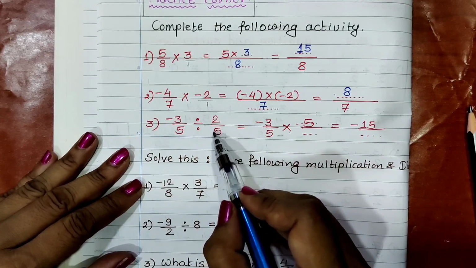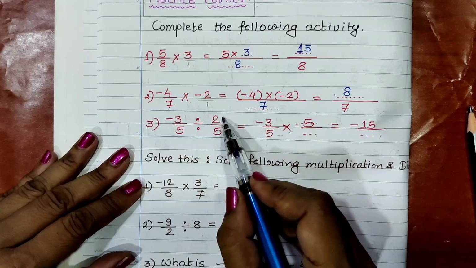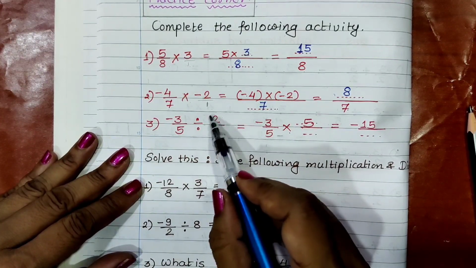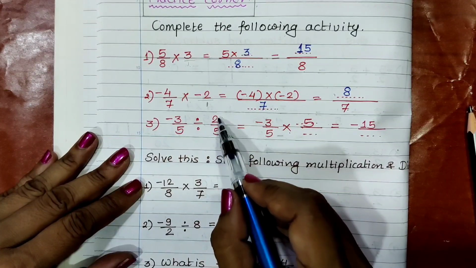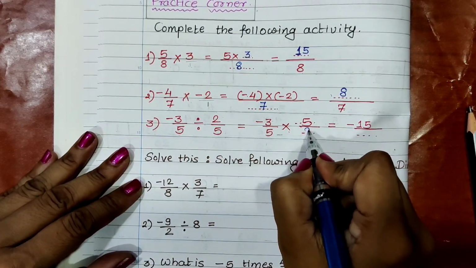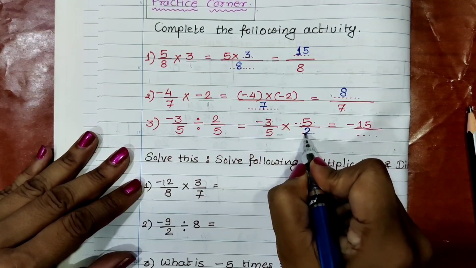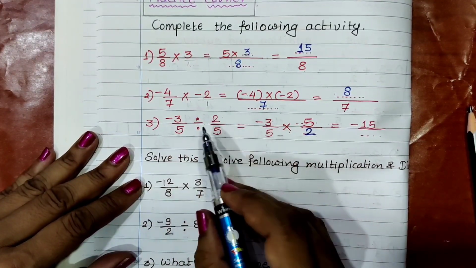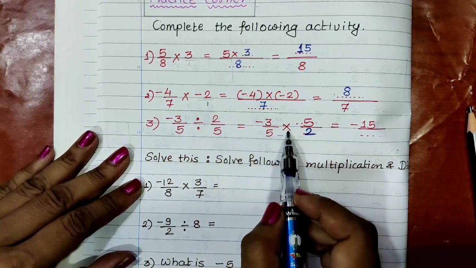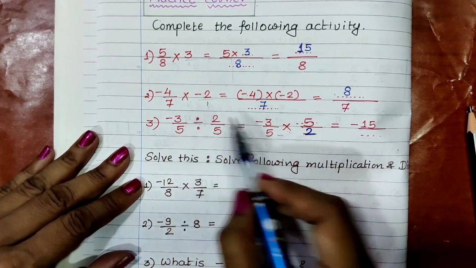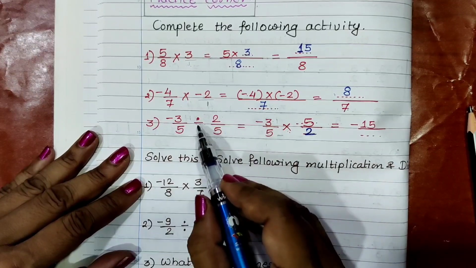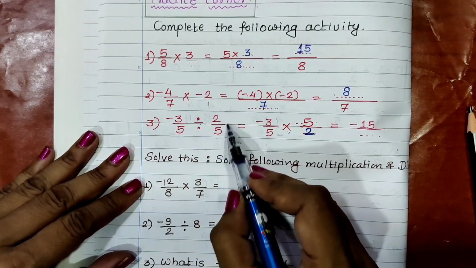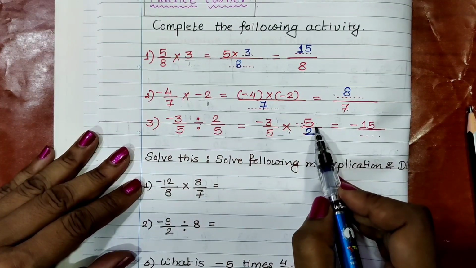What is the reciprocal of 2 upon 5? Reciprocal means the opposite number. That means the numerator should be written in the denominator and the denominator should be written in the numerator. So the reciprocal of 2 upon 5 is 5 upon 2. I hope you all have understood how to convert division into multiplication. While converting division into multiplication, write the first rational number as it is. In place of division, write multiplication, and write the reciprocal of the second rational number.